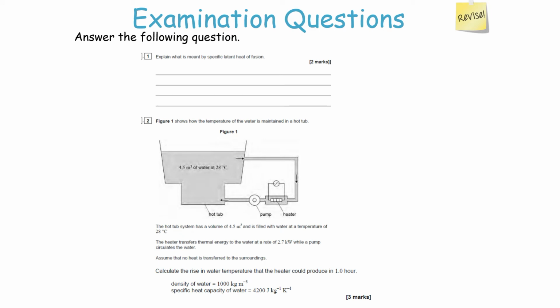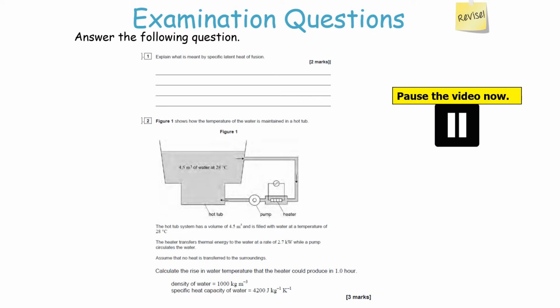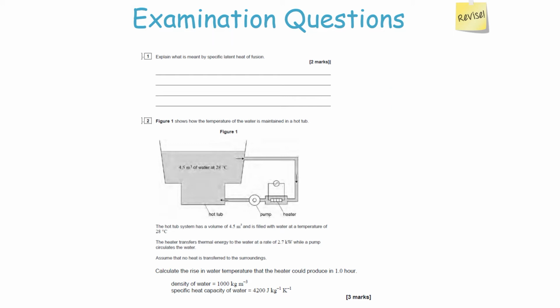Explain what is meant by the specific latent heat of fusion. And figure 1 shows how the temperature of the water is maintained in a hot tub. The hot tub system has a volume of 4.5 meters cubed and is filled with water at a temperature of 28 degrees Celsius. The heater transfers thermal energy to the water at a rate of 2.7 kilowatts whilst a pump circulates the water. Assume that no heat is transferred to the surroundings. Calculate the rise in water temperature that the heater could produce in 1 hour. So pause the video now and then unpause the video when you want to go through the answers to the question.